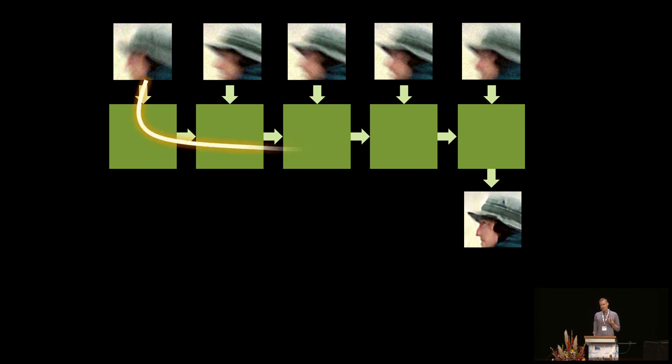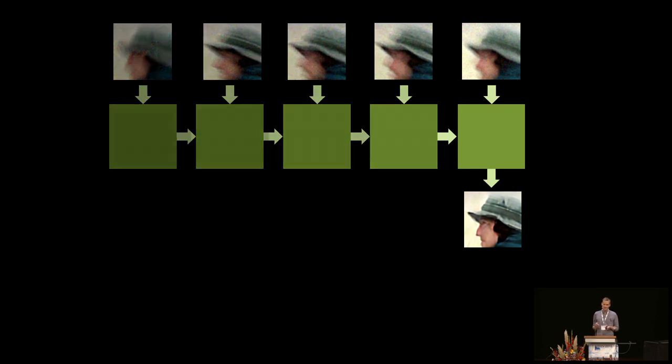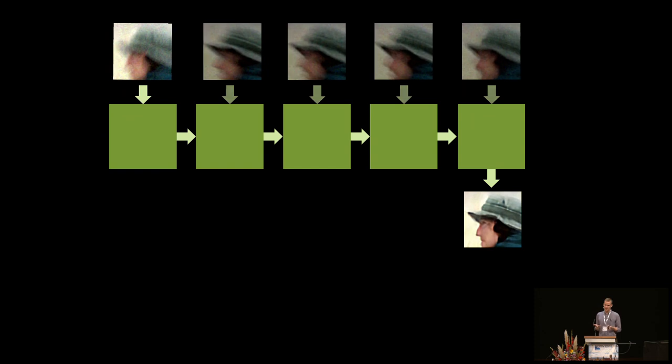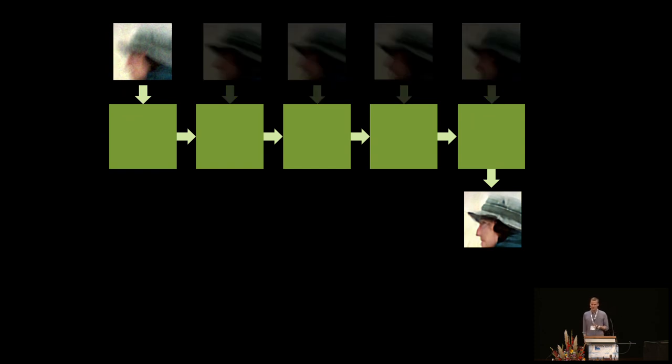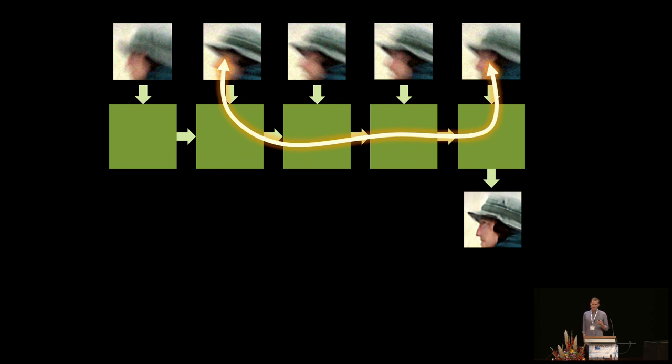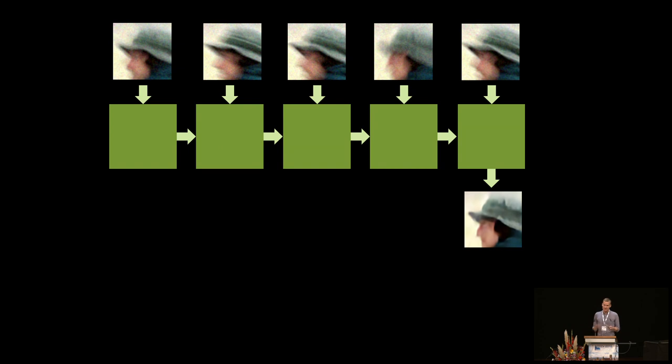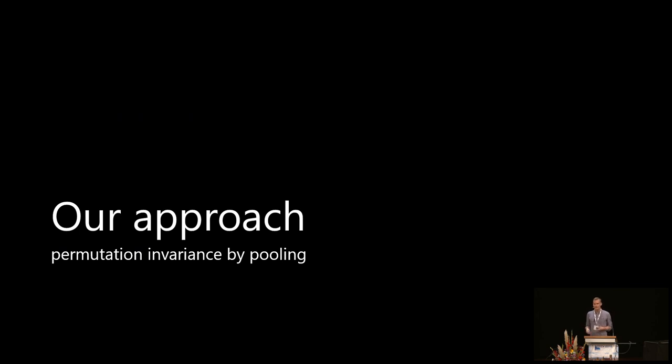But there are some problems with this. The processing experienced by any given input in this unrolled network depends heavily on its position. So it might be that the network, for example, forgets what it saw earlier or struggles to incorporate new info as it goes. And in general, it's difficult to combine complementary cues over a long distance. I'd argue that all of these are related to sensitivity to the input order. So our approach is to design an architecture that, by construction, doesn't care about the order. That should avoid these problems.